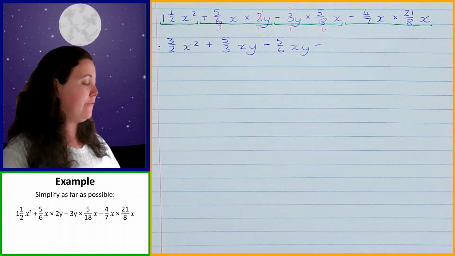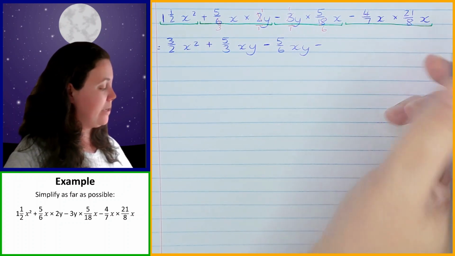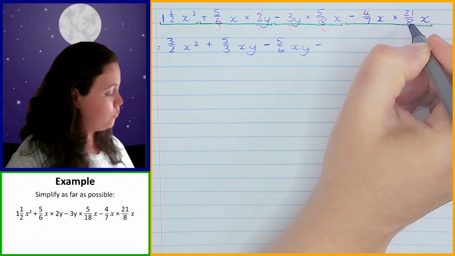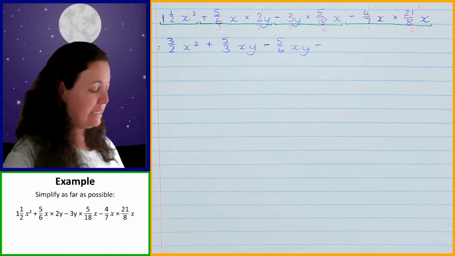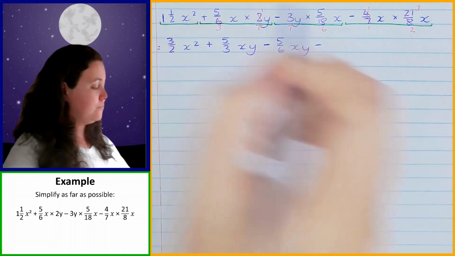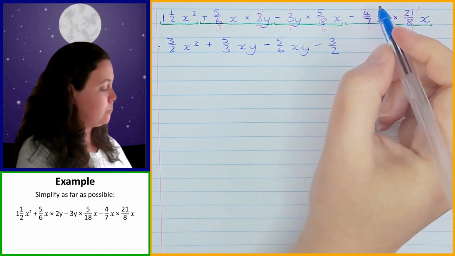And now I'm going to go and simplify, multiplying my fractions together. So 4 over 7 times 21 over 8. 4 goes in there once, 4 goes in there twice. 7 goes in there once, 7 goes in there 3 times. That leaves me with 3 over 2. And then I've got x times x, which is x squared.